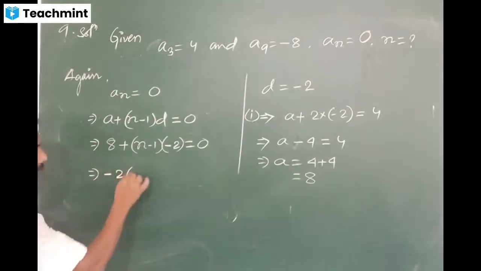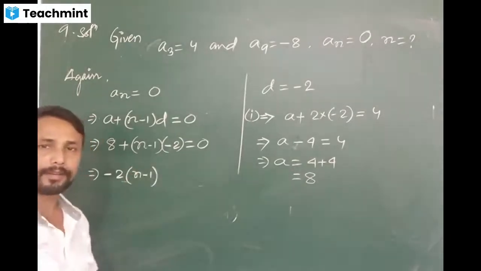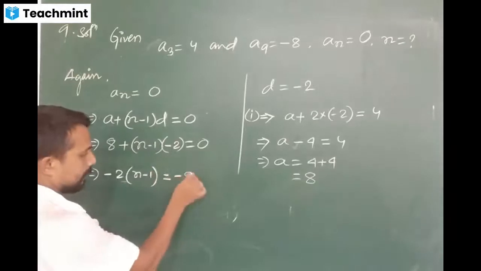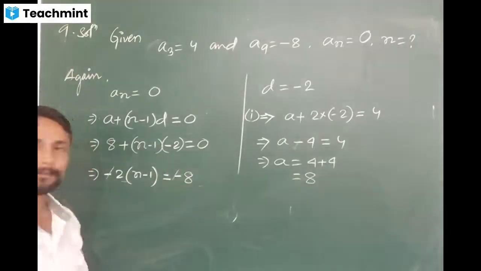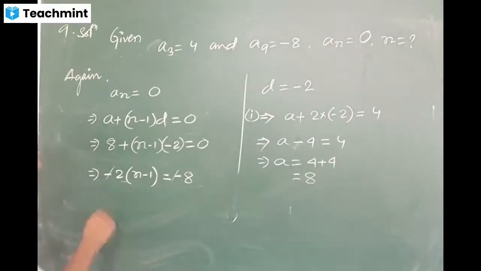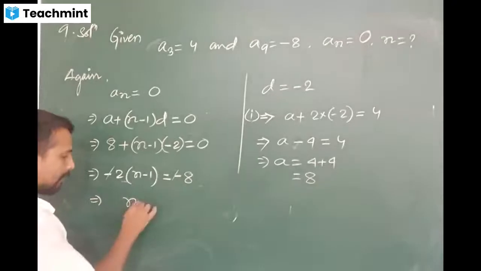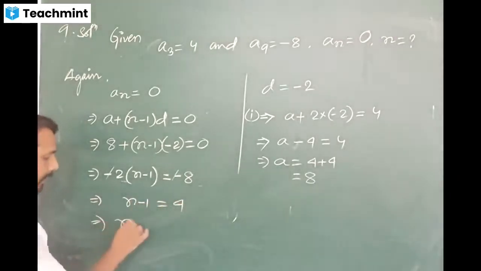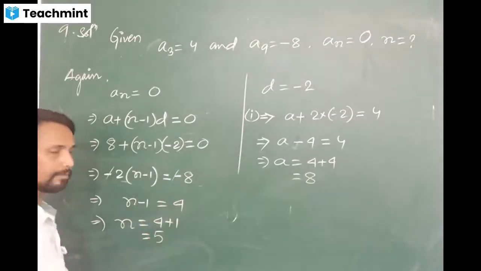Minus 2 into n minus 1. This minus 2 is written ahead of n minus 1, equal to this 8 we can transfer to the other side, it becomes minus 8. Both sides minus can cancel. Then divide both terms by 2. N minus 1 equals 4, or n equals 4 plus 1, that is 5.